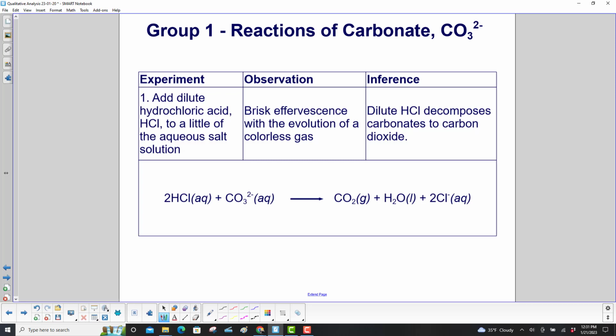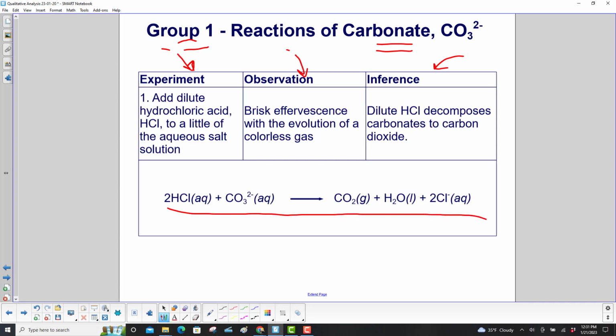We're going to use this format for the next group of slides, where we'll say what group we're in and what ion we're looking for. We'll show the experiment, and this can go over several slides, the observation, and our inference. And right down here, we show the equation that's going on.